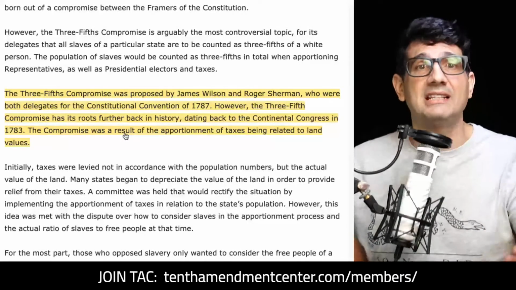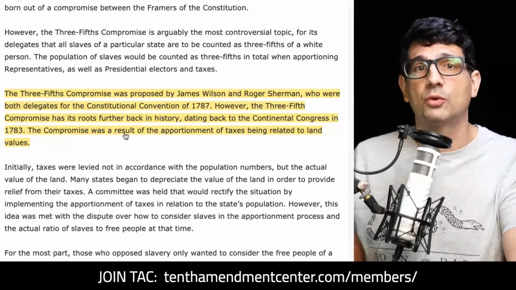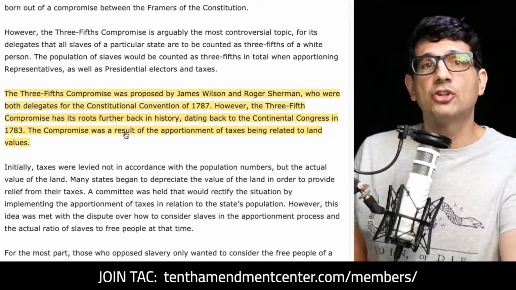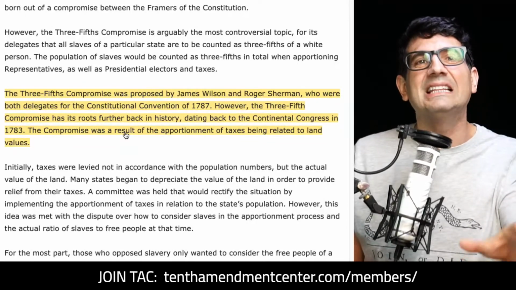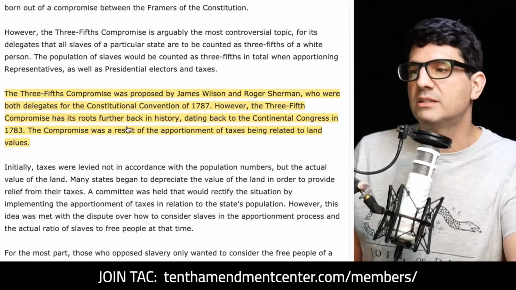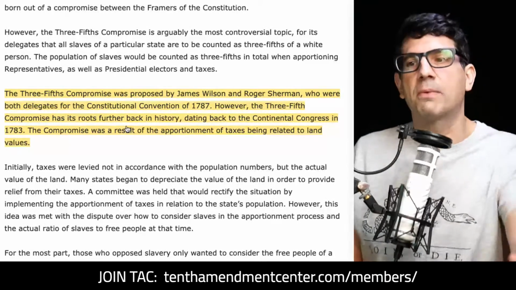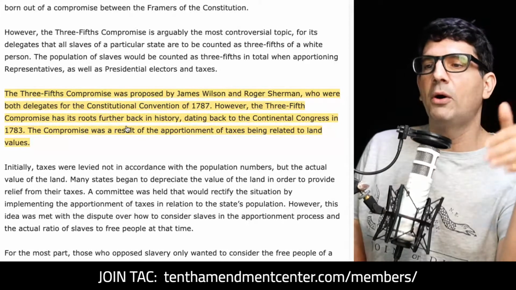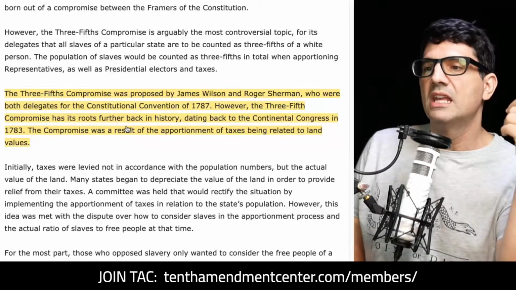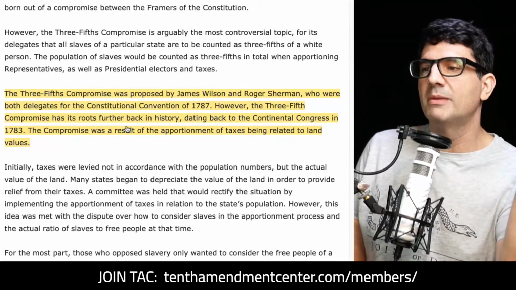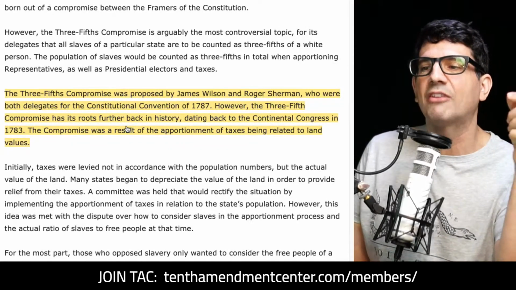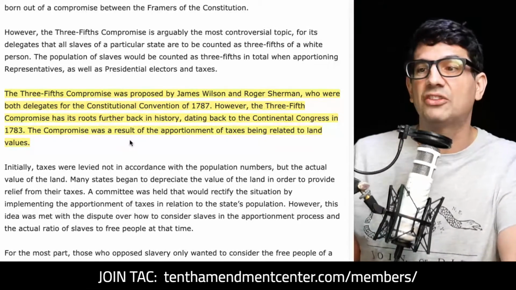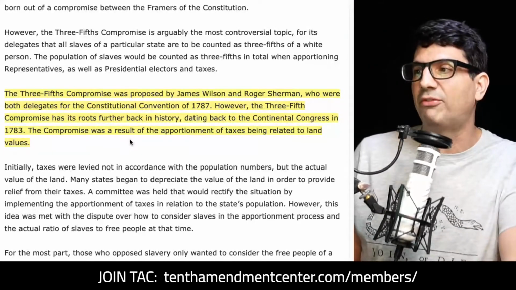This is Pennsylvania. He was on the Supreme Court, appointed by George Washington. I've covered his famous State House Yard speech of October 6th. He was very influential in getting the Constitution ratified during the debates over ratification. He actually proposed the 3/5 compromise in a deal that I'll get to in a few minutes. Back to laws.com, it was proposed by James Wilson and Roger Sherman. However, it has its roots back further in history, dating back to the Continental Congress in 1783, and actually probably even before that as well.